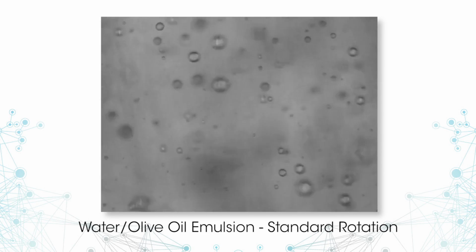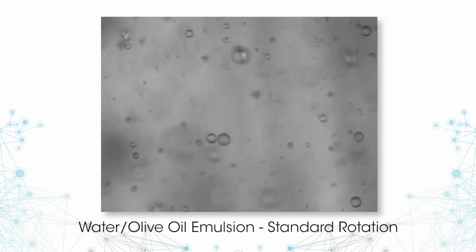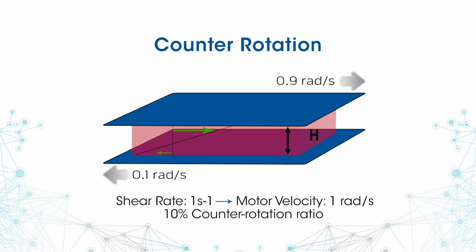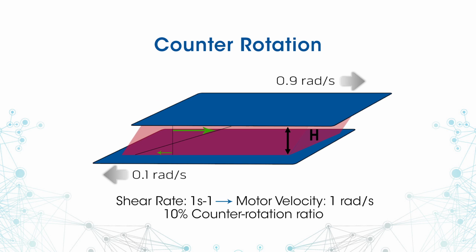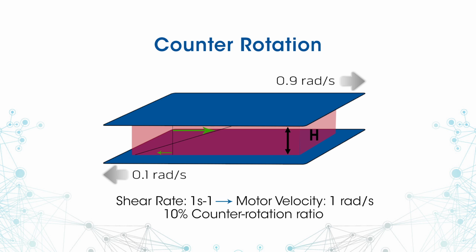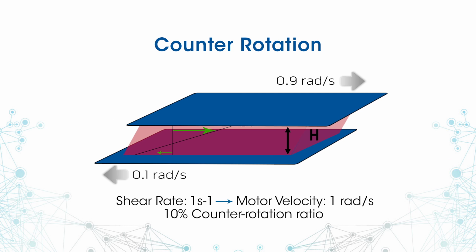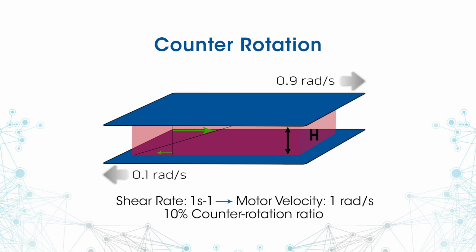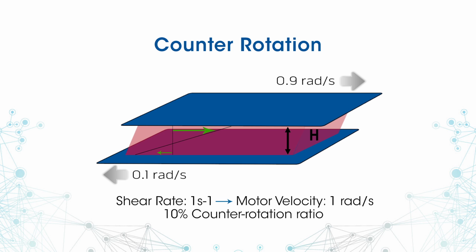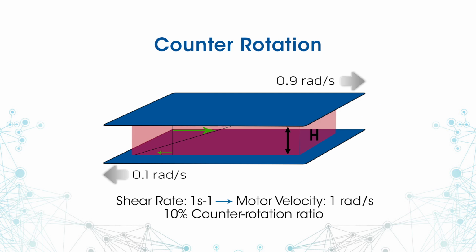And we can get around this problem by using counter rotation. So what happens in counter rotation is that we move both the top and the bottom plates in opposite directions at the same time. So when you ask for a shear rate of 1 inverse second, we can specify a counter rotation ratio. So if we said 10 or 15%, the top plate would move at a velocity 90% of the commanded shear rate, so it would move at a rate of about 0.9 radians per second, let's say. And the lower plate would move in the opposite direction at a rate of 0.1 radians per second.